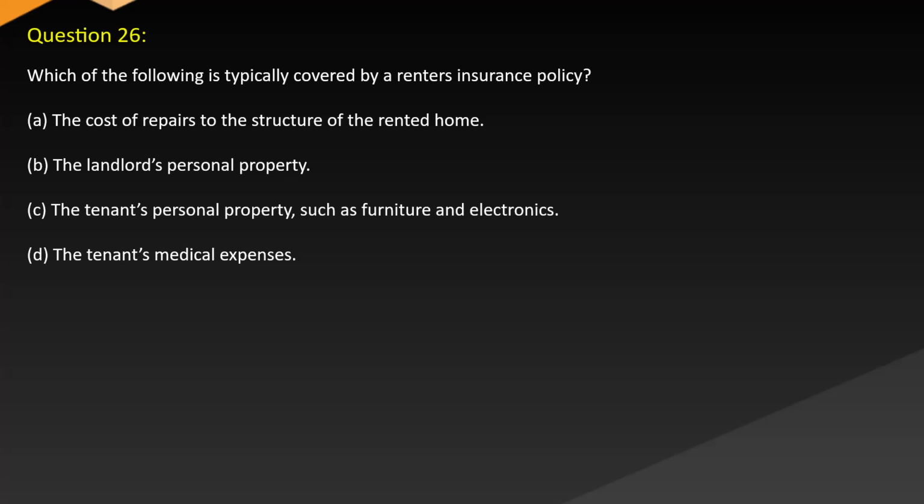Question 26. Which of the following is typically covered by a renter's insurance policy? A. The cost of repairs to the structure of the rented home. B. The landlord's personal property. C. The tenant's personal property, such as furniture and electronics. D. The tenant's medical expenses.